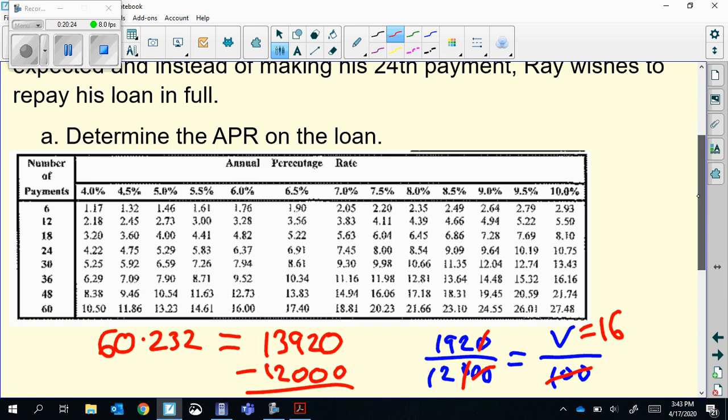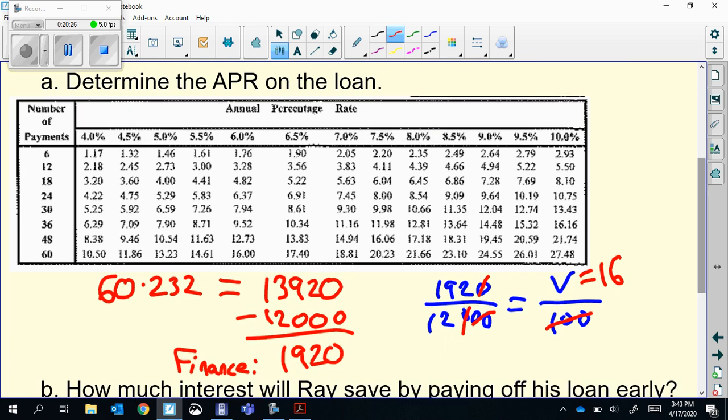And we also know that this was set up for 60 payments. So we're looking in the bottom row for a table value of 16. So the APR is 6.0%, 6%.